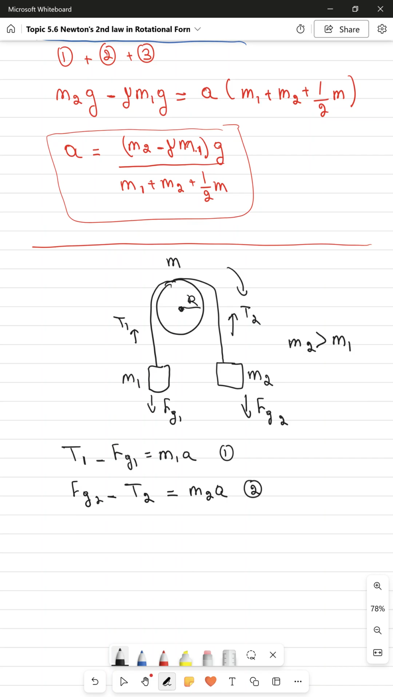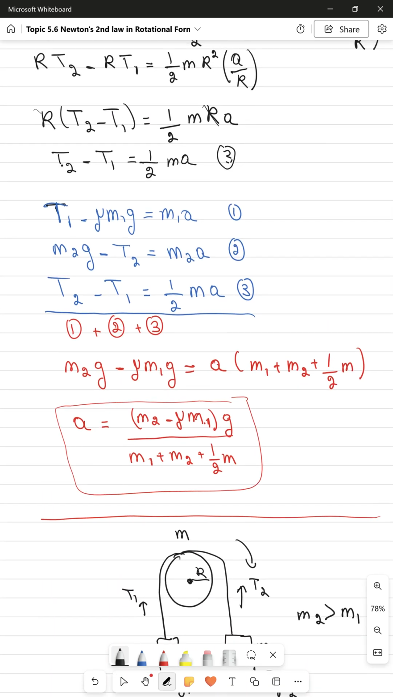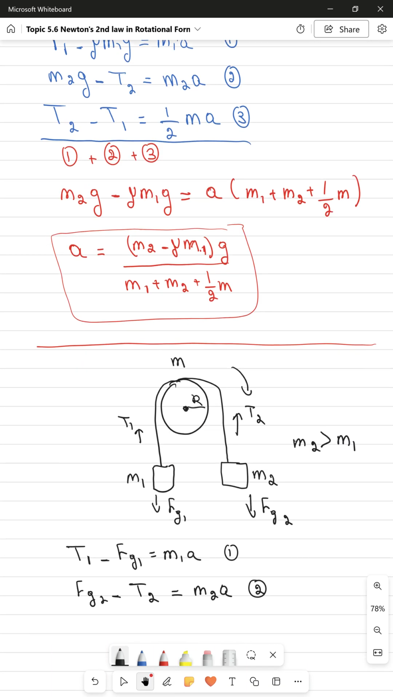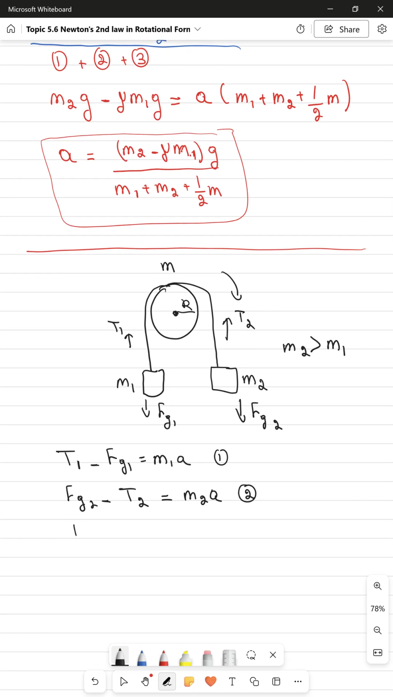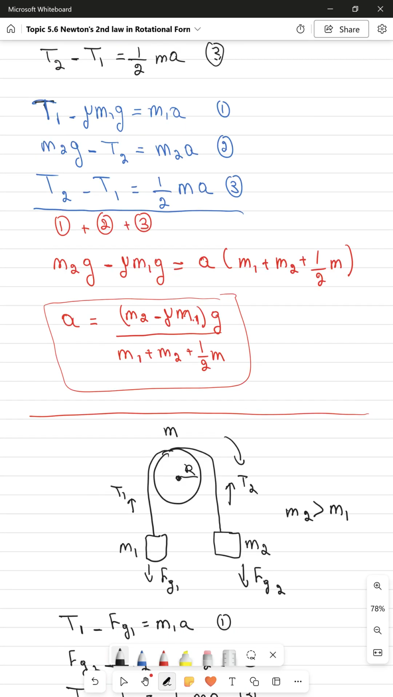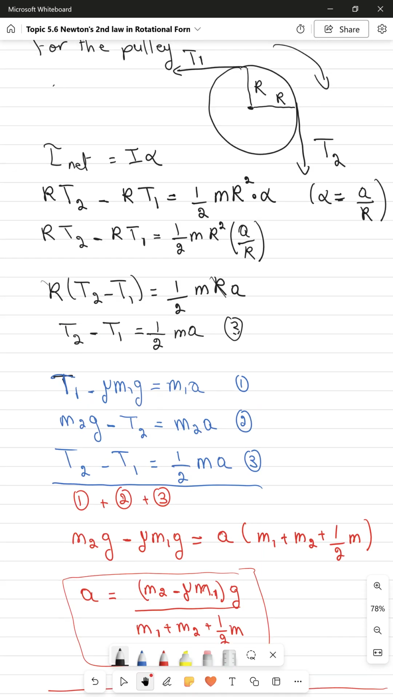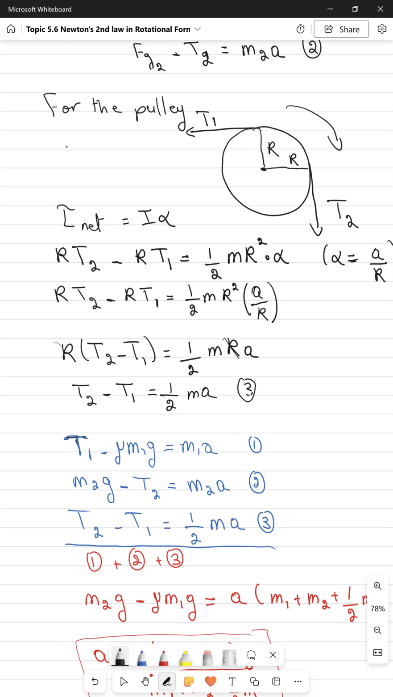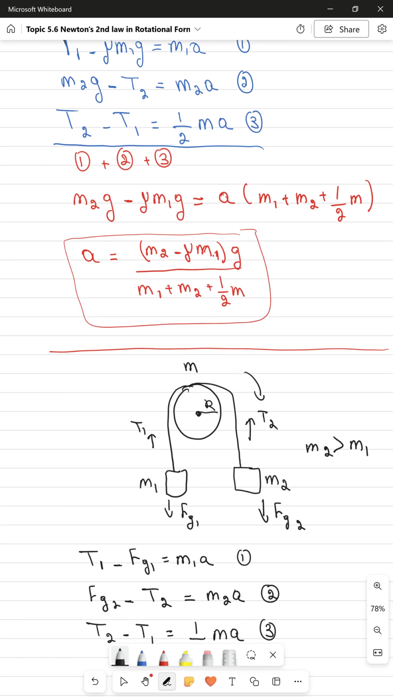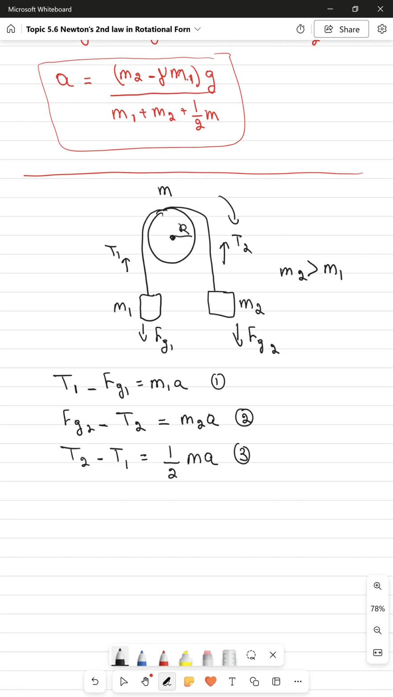Now the pulley equation is going to be the same as what we have done before. So it's going to be T2, just the same as what we got before. It's the same derivation. So we end up with T2 minus T1 is equal to half M times A. That would be our third equation. Again, the third equation, it's the same derivation as what we have done here for the pulley. Or you may hear it as Atwood machine. Now again, same thing.